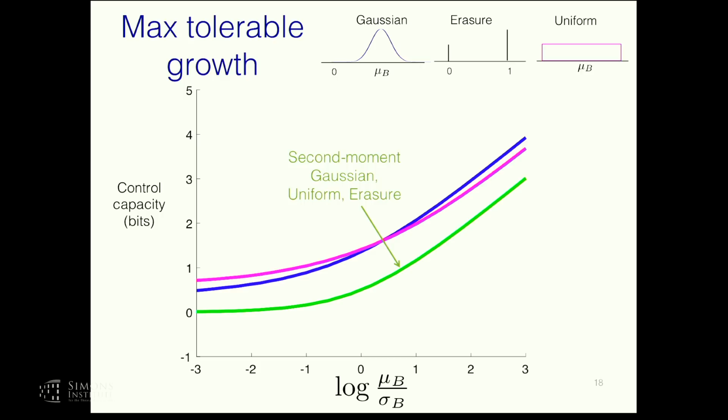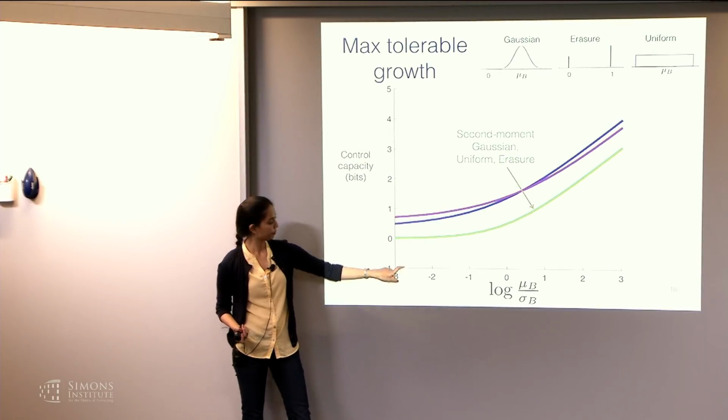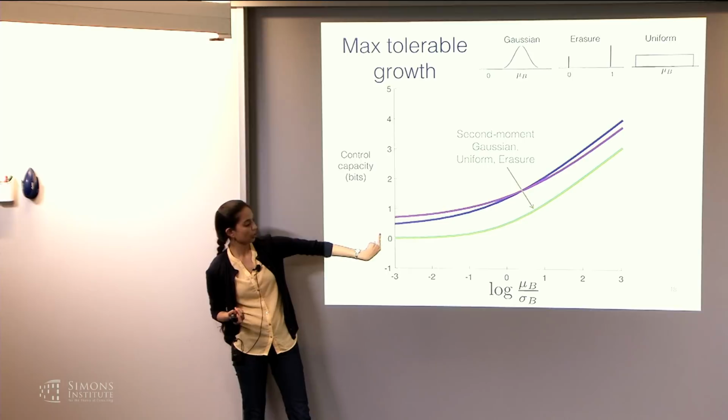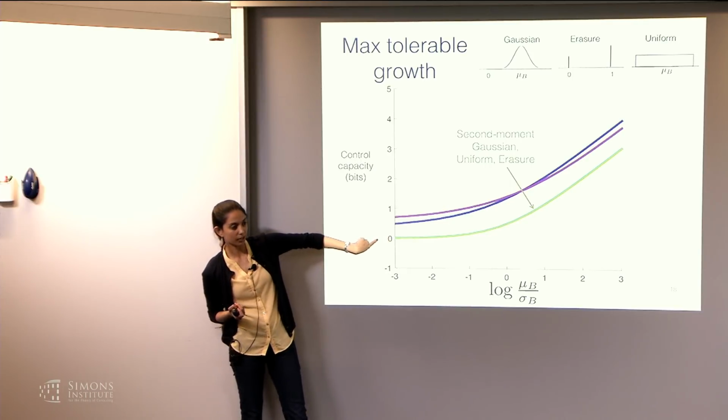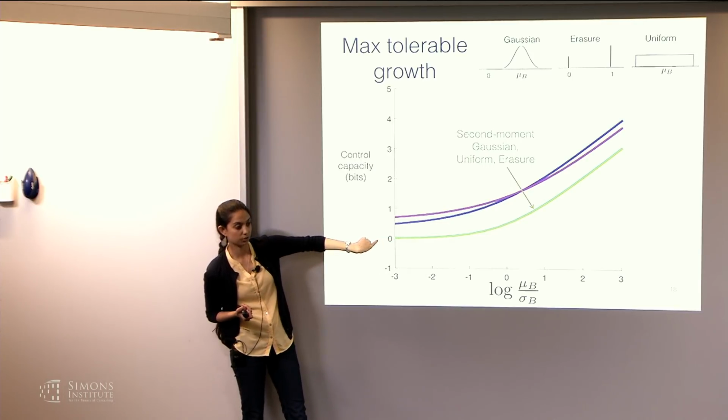And if we were to look at second moment stability, what we see is exactly this green curve. All three of these actually follow exactly the same curve. And basically what we see is that as mu goes to 0, this control capacity, or our maximum log a that we can stabilize, is also going to 0.